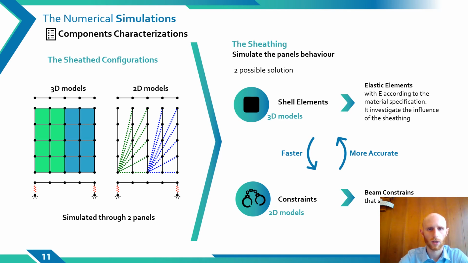As to the sheeting, it was modeled by means of two solutions. The first adopts elastic shell elements with a modulus of elasticity according to the material specification, while the second adopts rigid constraints in order to simulate the panel as a rigid diaphragm. In this way, we can investigate how the flexibility of the panels influences the lateral response of the wall, comparing the results of these two solutions.